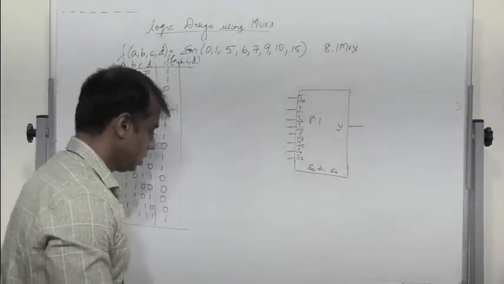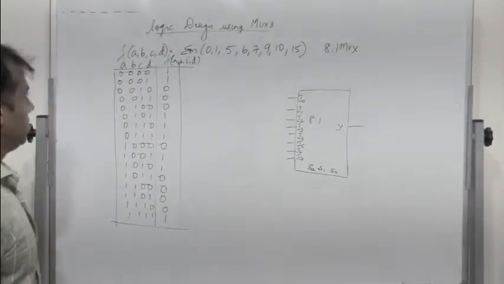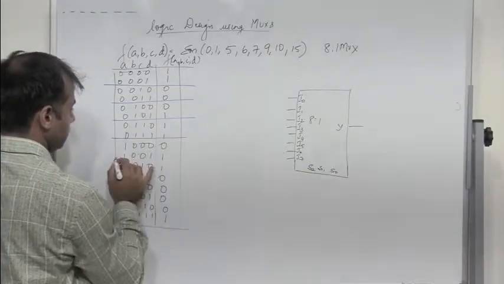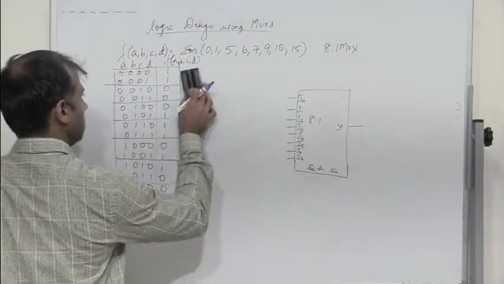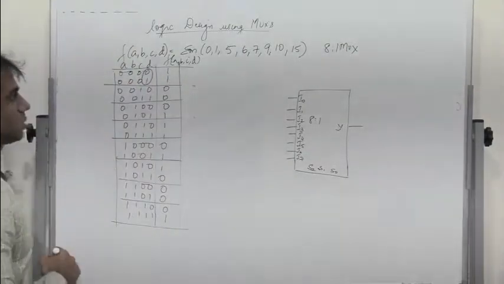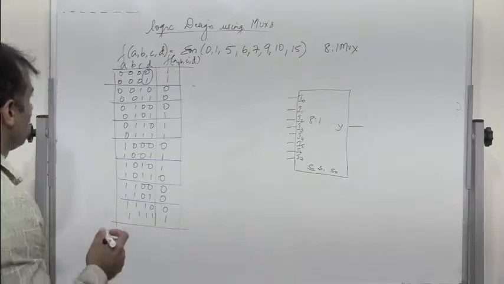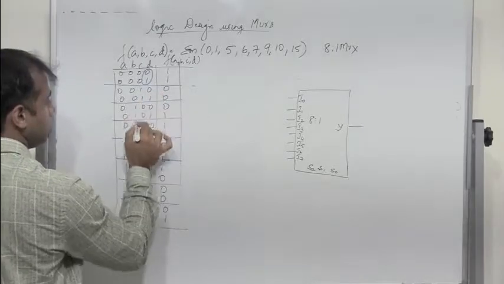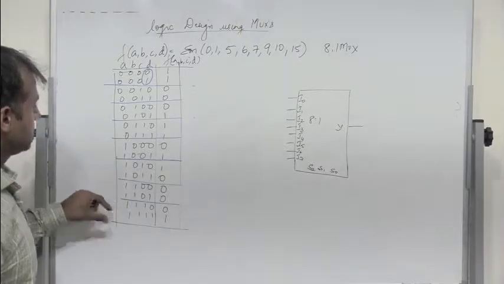So now there are 16 input combinations. Since I need to use an 8 is to 1 mux, let me divide them like this. So every two combinations I divide. So now for the first two combinations, ABC is 0, D is 0, 1. It is very similar to the problem we did in the previous case, isn't it? For the next two, ABC is 0, 0, 1 and D is 0, 1. Okay? So for every two combinations, we find that ABC remains the same.